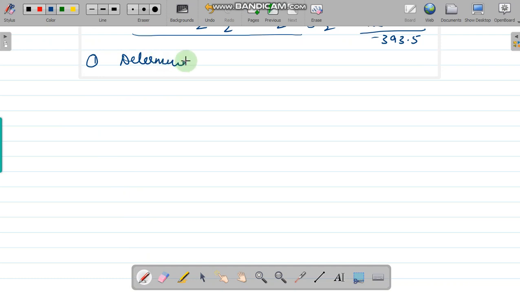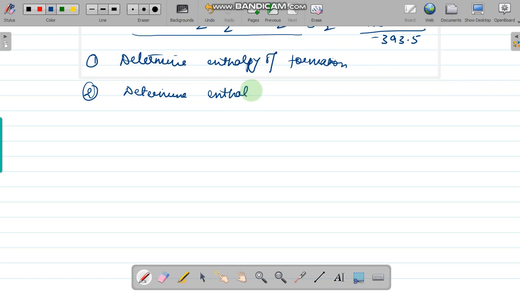So the first application I am writing: determining enthalpy of formation. Likewise I have shown you. Okay, then the second application is to determine enthalpy of transition.